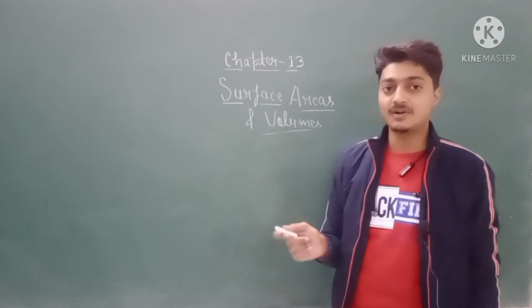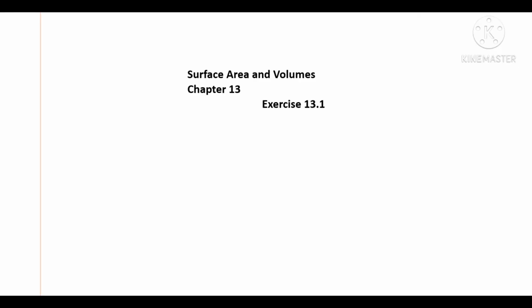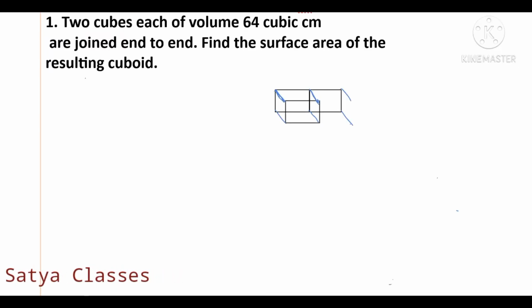So I will shift the camera to the next direction on my digital board. I am starting with the first question: two cubes each of volume 64 cm³. While reading the question, I will keep writing the given things in the solution part. First, the volume is denoted by V, and V equals 64 cm³. This is the volume of a cube, and a cube has edge length A. So A cube is equal to 64.